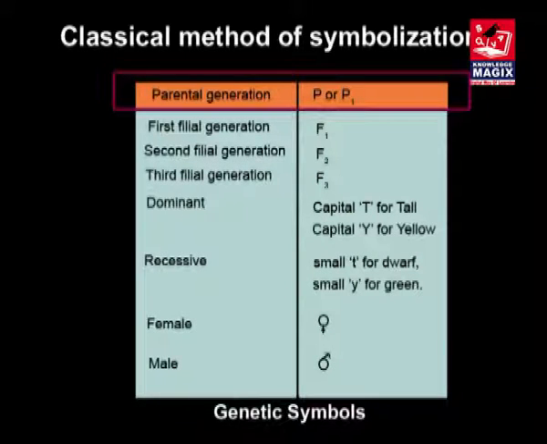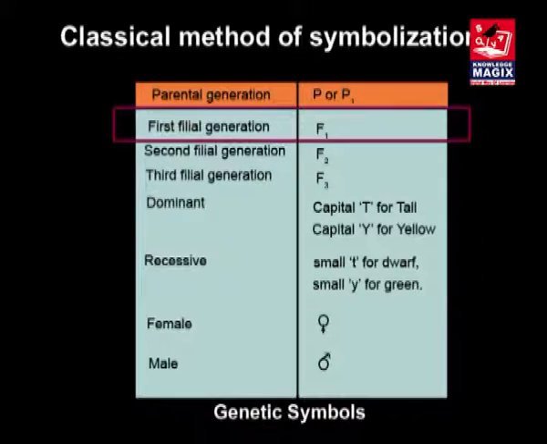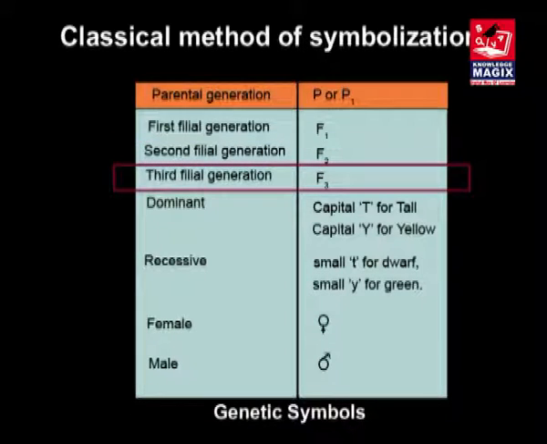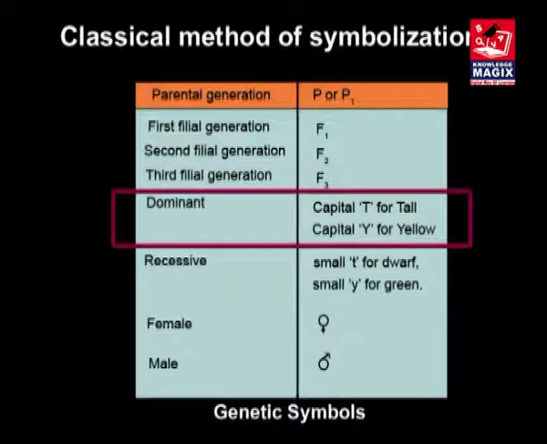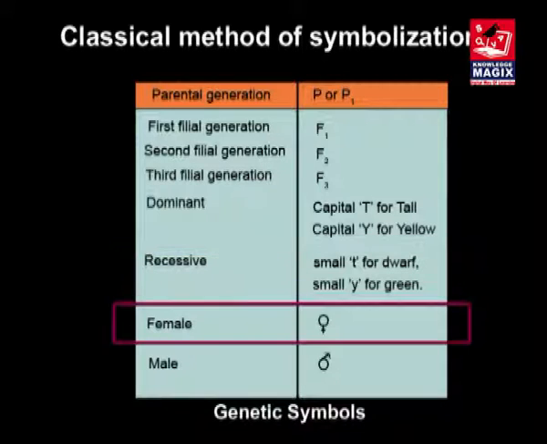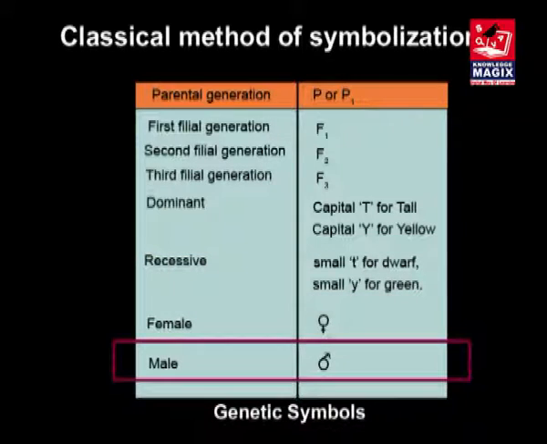Now this is the classical method of symbolization. Parental generation, P or P1. First filial generation, F1. Second filial generation, F2. Third filial generation, F3. Dominant, capital T for tall, capital Y for yellow. Recessive, small t for dwarf, small y for green. Female, this symbol. Male, this symbol.